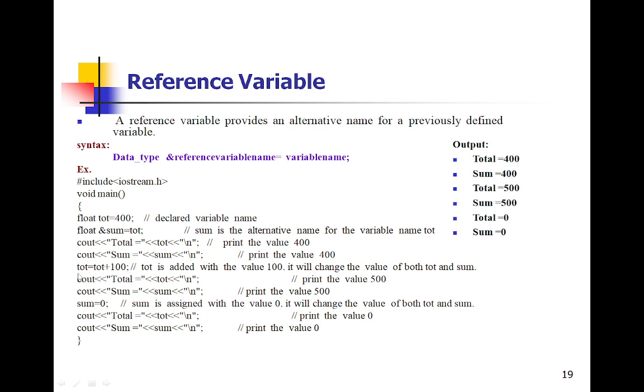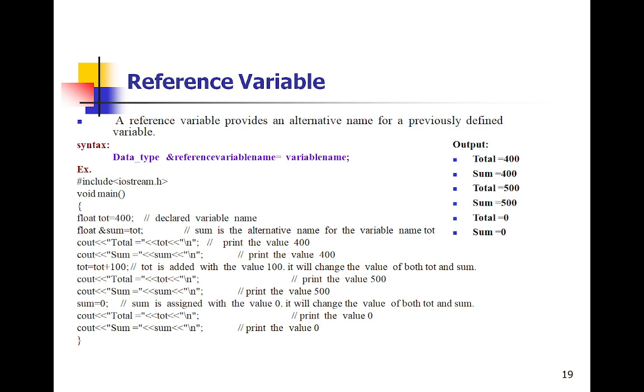Now I am going to increase the total value by 100. So 400 will become 500. It will change the value of both total and sum, because that's a reference variable. If we make any kind of change on one particular variable, total, it has to be reflected on sum also. Now we are going to display those variables. Both variables are displayed as 500, 500.